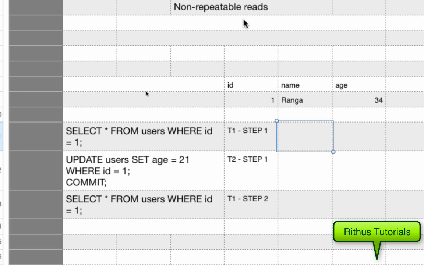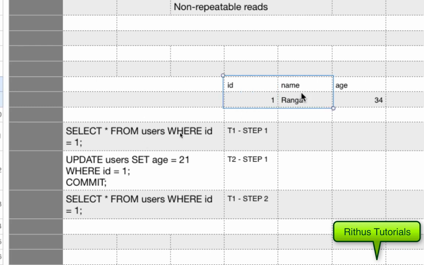The next problem which we typically face in transaction management is called non-repeatable read. Non-repeatable read is basically when, in the same transaction, you read the same value twice and you get two different values. That's what is called a non-repeatable read.